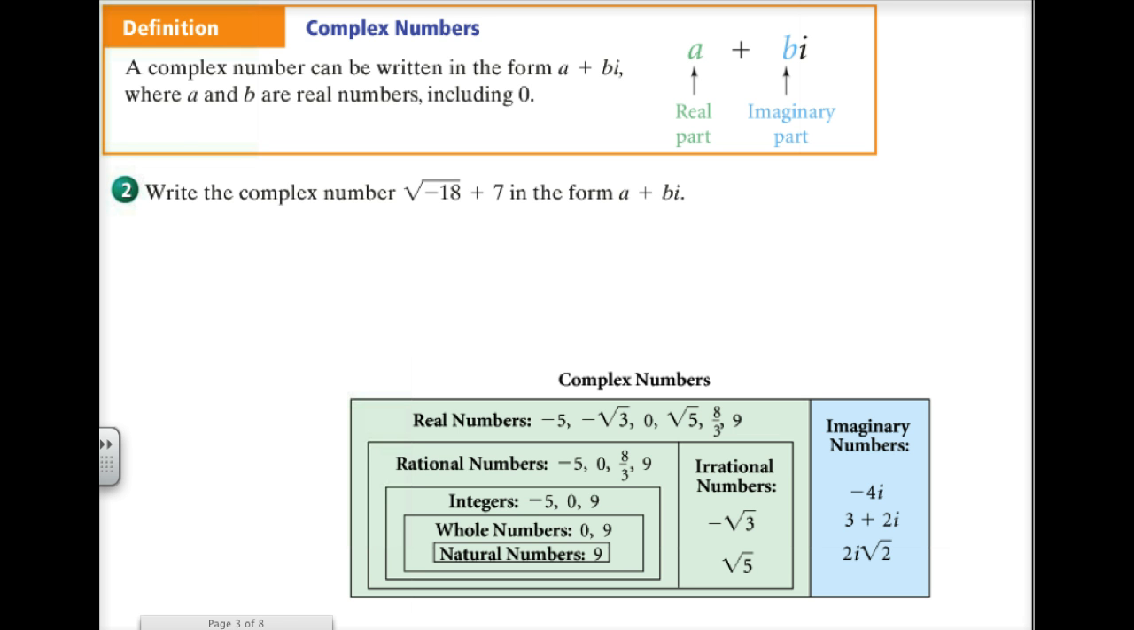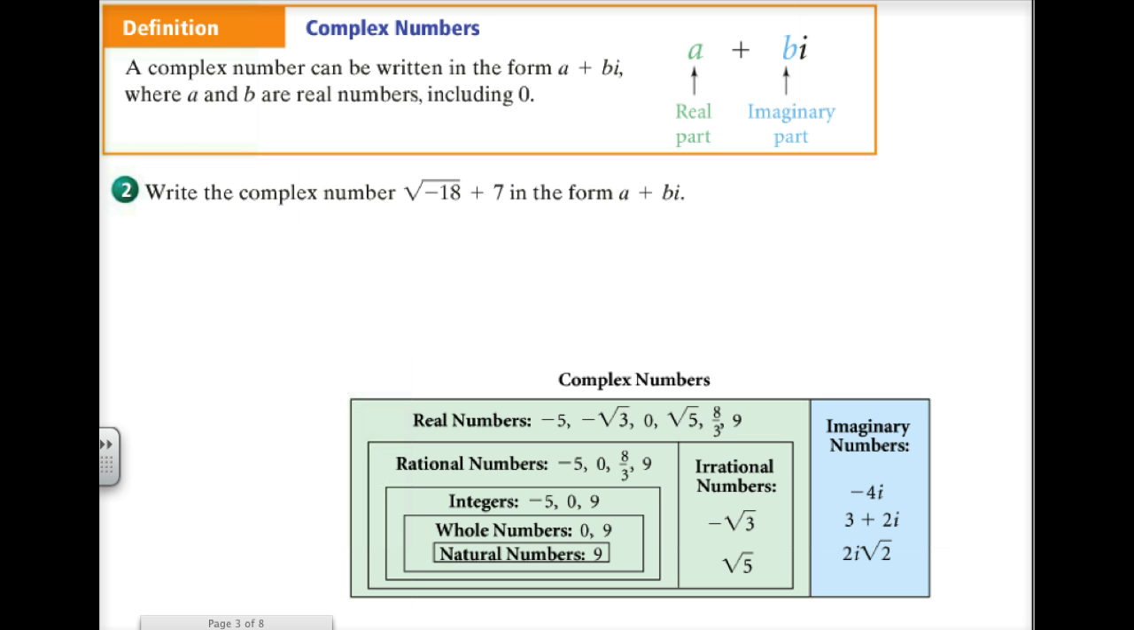When we look at these, we call these numbers complex numbers. A complex number has a real part and an imaginary part, and they're formed by an addition sign. Yes, you can have a negative sign as well. A complex number can be written in the form a plus bi, where a and b are real numbers, and they do include 0.